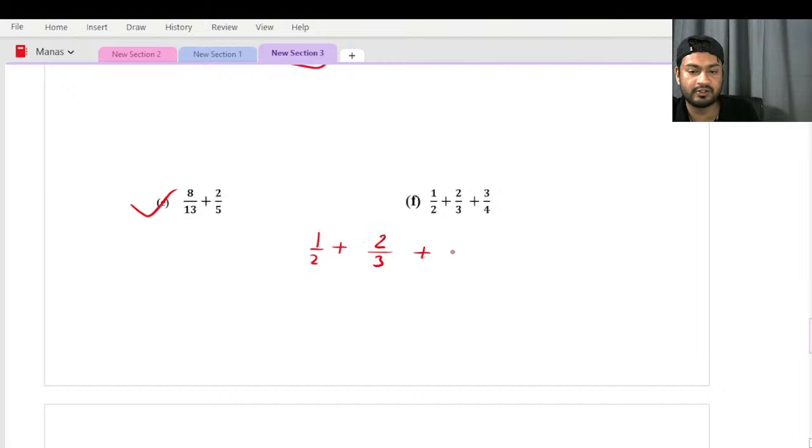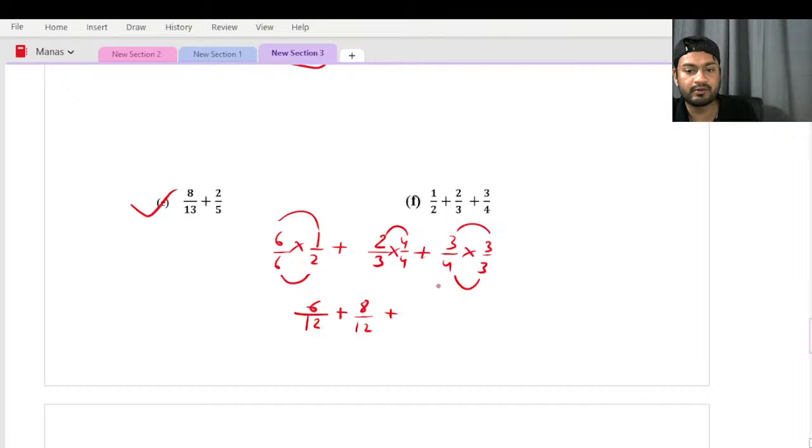It is easier. What you can do is multiply and divide by 3 to make it 12. Here you can multiply and divide by 4, and here you can multiply and divide by 6. So 6 times 1 is 6, 6 times 2 is 12. Right, here 4 times 2 is 8, and again the denominator will be 12. Here you will get 9 by 12. Okay, now you can write 12, and then 6 plus 8, plus 9.